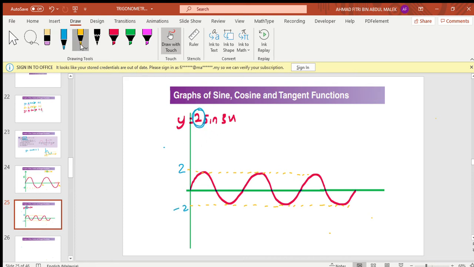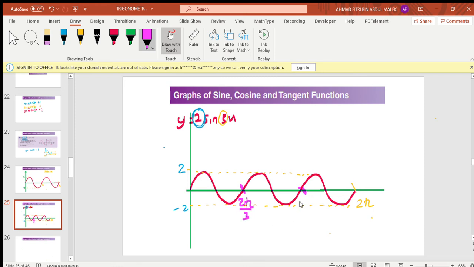Okay, value of B is referring to how many cycles it will have in 2 pi. Okay, so that is it. So if I want to know, teacher, what is the value here? So this we call period, 1 period here. Okay, how to find the value here? You just need 2 pi. Okay, you have 3 cycles. So 2 pi over 3 here.